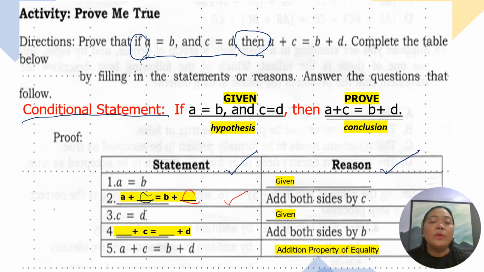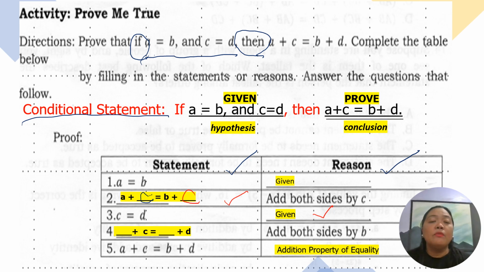Then, for number 3, there is a given that C is equal to D, but our reason is a blank. Take note that C is equal to D can be found in our if statement. So it is given. That's right. C is equal to D is given. So the valid reason for that is given. You write in your answer sheet provided by your teacher, statement C equals D, the valid reason for that is given.